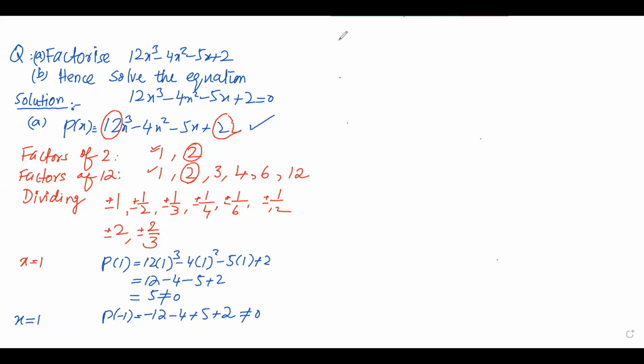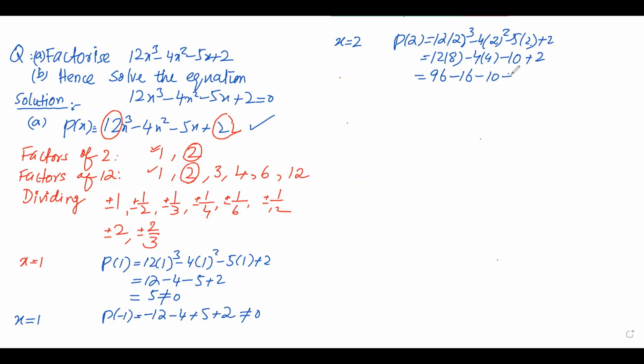Next, I'm trying x equals 2, the integer. P(2) is 12 into 2 to the power 3, minus 4 into 2 to the power 2, minus 5 into 2, plus 2. So 12 times 8, minus 4 times 4, minus 10 plus 2. This is 96 minus 16 minus 10 plus 2, and clearly this is not equal to 0.